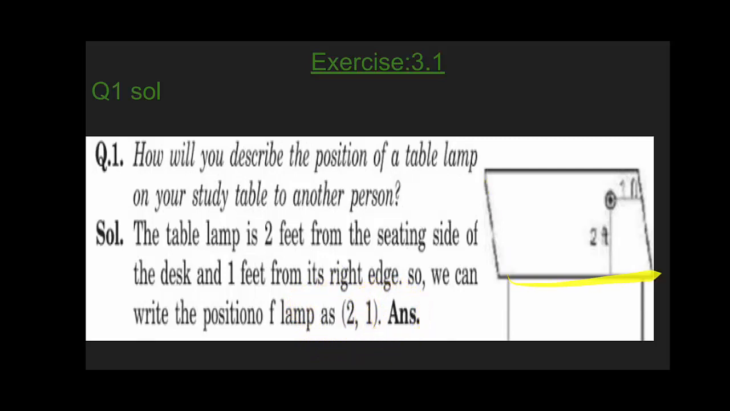So these are the two axes, the x-axis and the y-axis. With respect to that, the lamp is 2 feet away from the x-axis and 1 feet away from the y-axis. So the coordinate of the lamp is 2, 1.